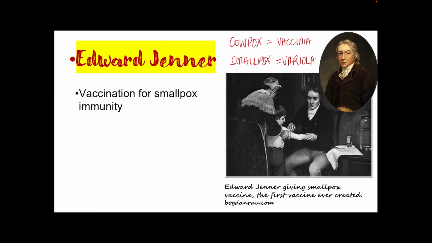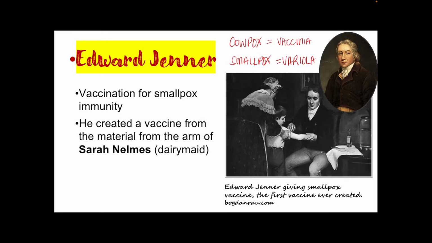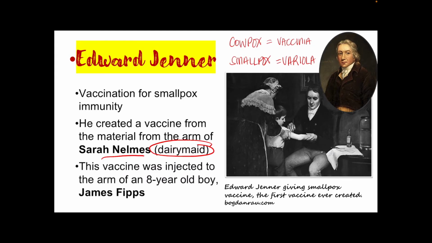So during that time, he observed that the dairymaids who had been infected with cowpox were immune to smallpox. So what he did was he created a vaccine from the material from the lesions in the arm of Sarah Nelmis. She was a dairymaid, and this material was injected to the arm of an 8-year-old boy. He was James Phipps. So Jenner, during that time, showed that injecting an individual with material from a cowpox lesion provided protection against smallpox. So now we call this concept cross-immunity.